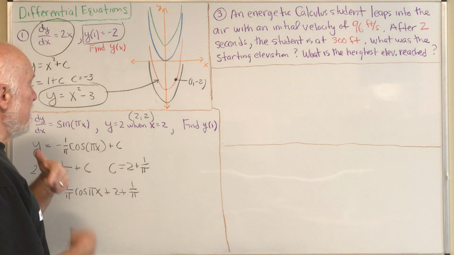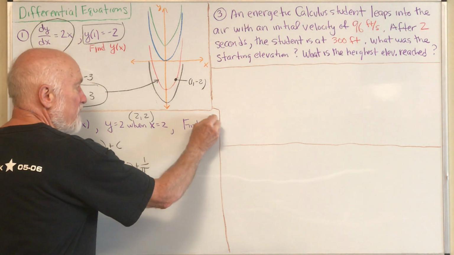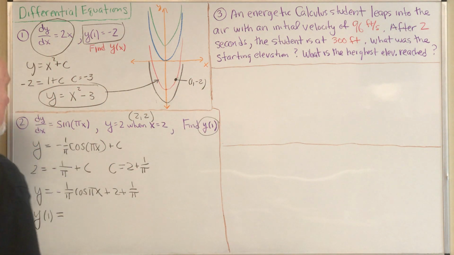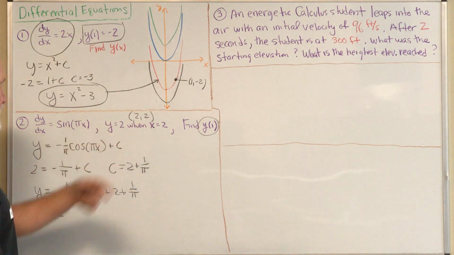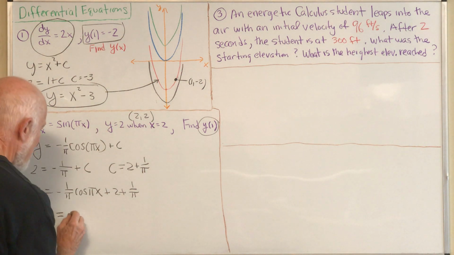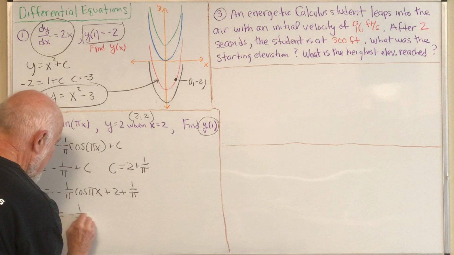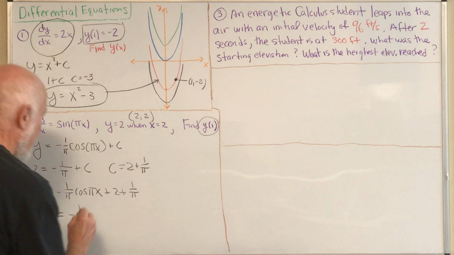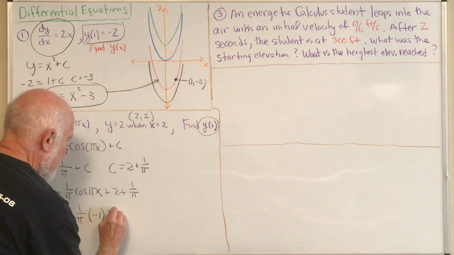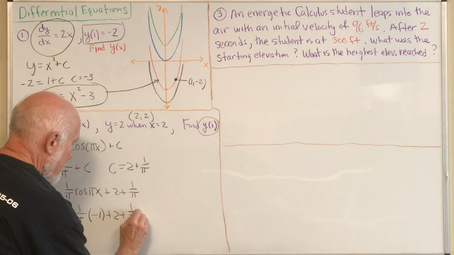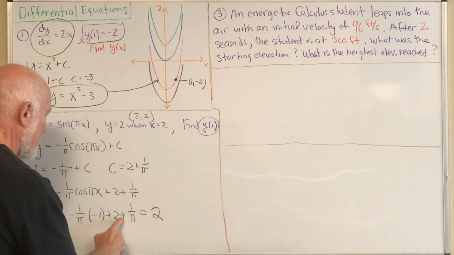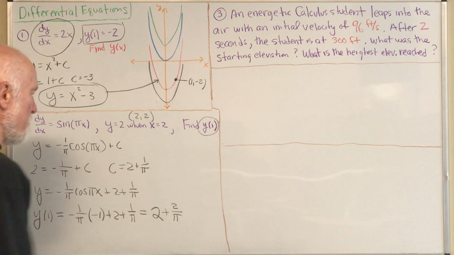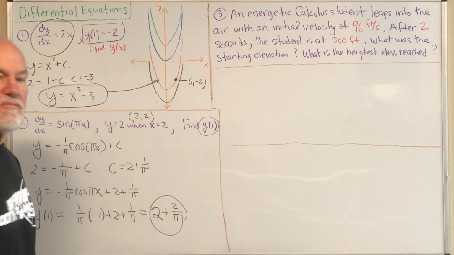Now, if we want to, then we've solved the differential equation. If we want to find what y of 1 is, we just plug that in. We knew what y of 2 was. Now we're going to find out what y of 1 is. So it's negative 1 over pi times the cosine of pi. So that's a negative 1 plus 2 plus 1 over pi. So altogether you get 2 plus 2 over pi. And that's a very nice number, so that would be the answer.